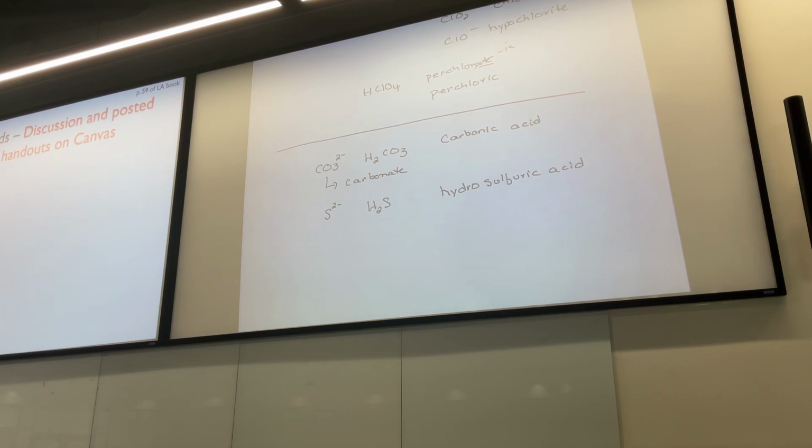One last little thing we need to do is the hydrates. Hydrates are compounds that have a specific number of water molecules attached to them. They are ionic compounds with a number of waters per formula unit of the compound, such as BaCl2.